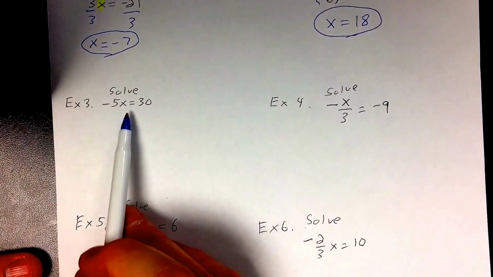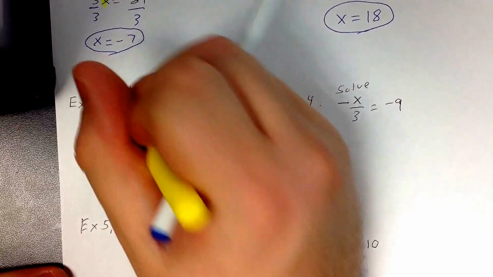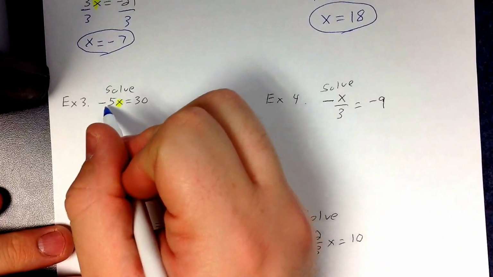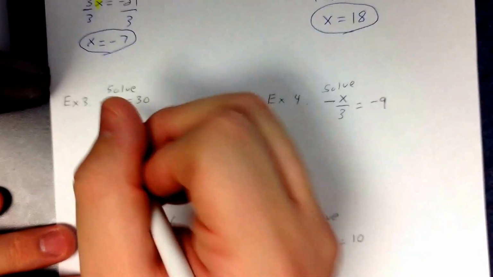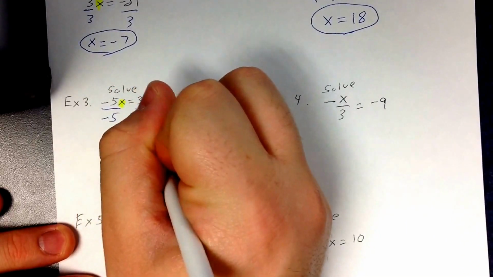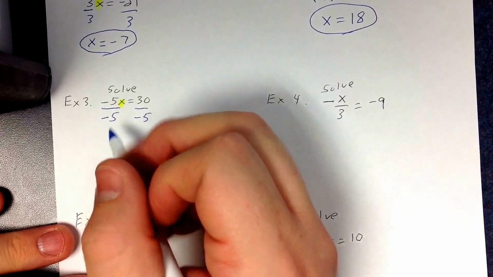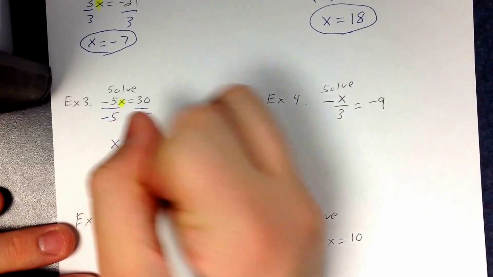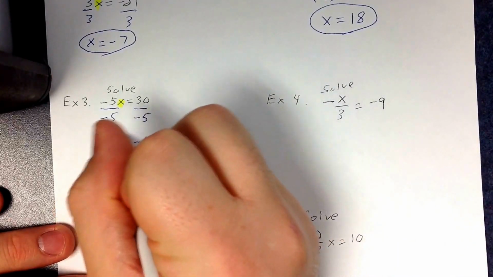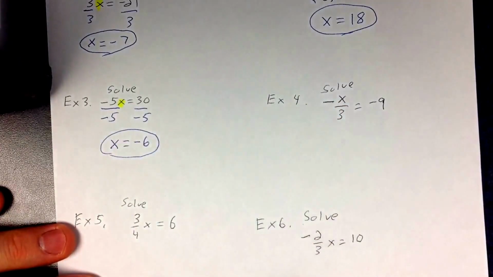Example 3, is it an equation? Yes, there's the equal sign. Which side is the variable on? Well, the variable is on the left-hand side. It's not by itself because of the negative 5. So again, this means negative 5 times x. So the opposite of times is divide. So I divide both sides by negative 5. So negative 5 over negative 5 is positive 1 again. So I got x equals 30 divided by negative 5 is negative 6. And that's because, again, a positive divided by a negative is a negative. 30 divided by 5 is 6.